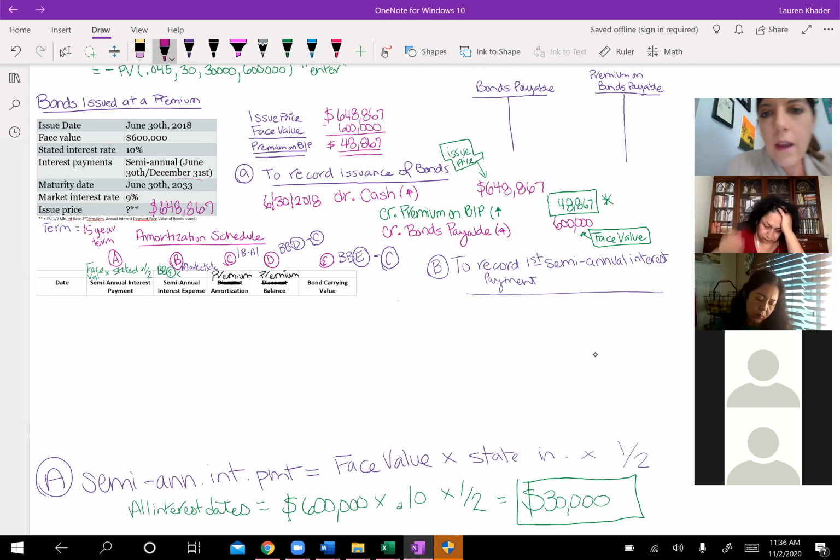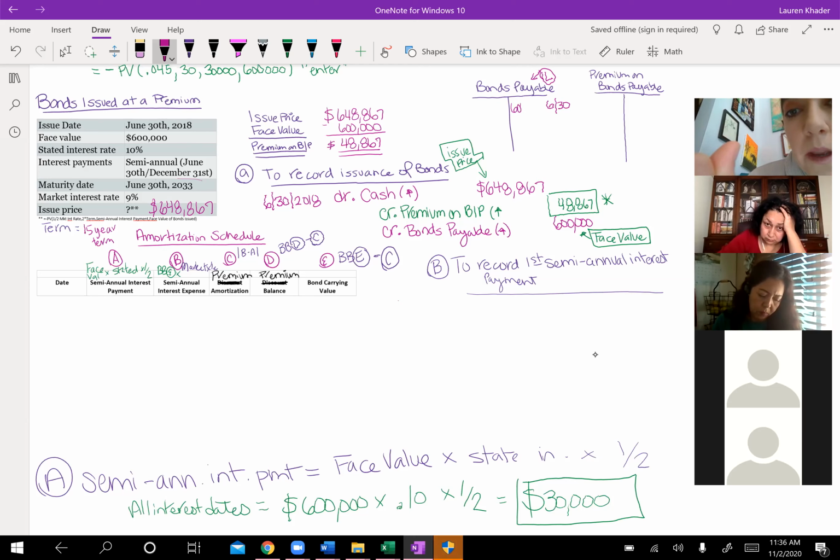In our bonds payable account, it's a liability, remember, so it increases with a credit. The normal balance is a credit, so you have a beginning and ending balance on the credit side. On June 30th, we established the bonds payable account, 600,000. In our premium account, June 30th, we would have a balance of 48,867.